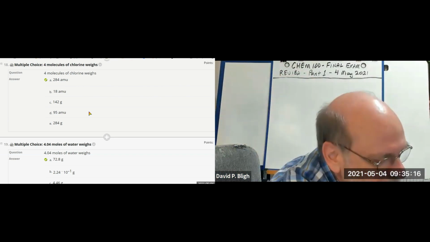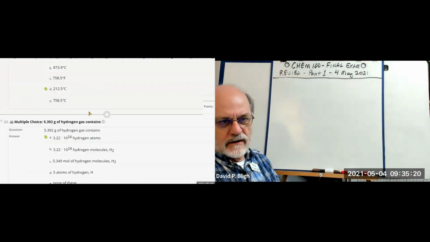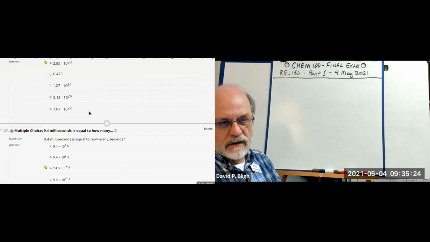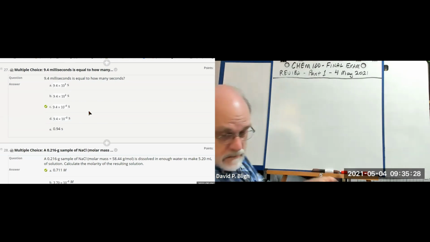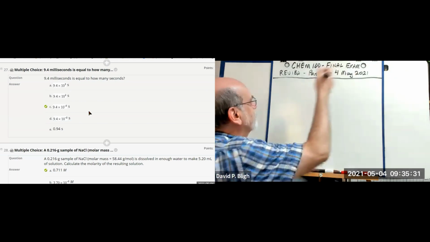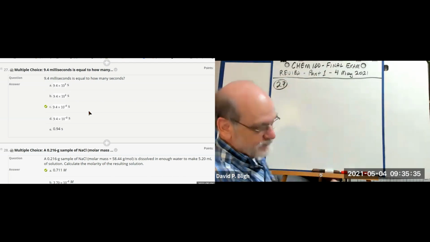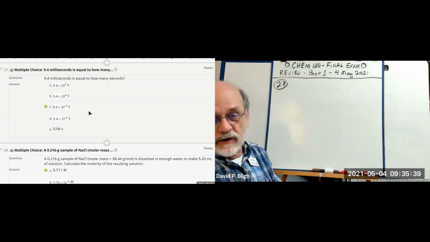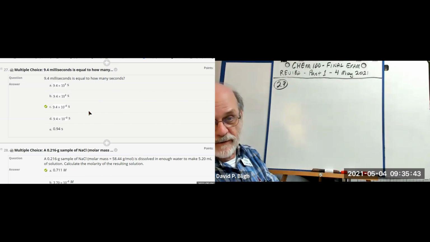All right. 27. I'm going to skip down to 27 here. There we go. All right. 9.4 milliseconds is equal to how many seconds? Okay, here's another one of those like that kilogram problem before. Let's see if we can do the same thing here.